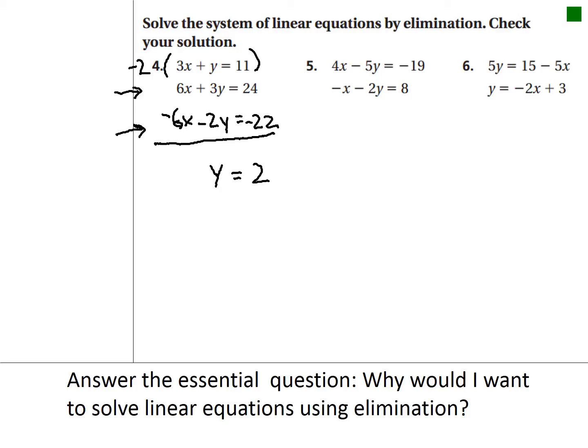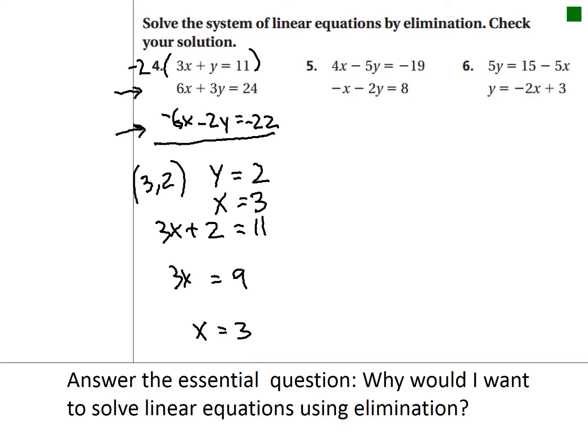You can actually plug y into any of these three equations, but we would recommend doing the top two of the originals. So I've got 3x plus 2, because it was a y, but now it's 2, equals 11. And we get 3x equals 9, having subtracted 2 from both sides. We divide both sides by 3, and x equals 3. You can go ahead and check that in the other problem if you want to pause the video. Some kids are writing answers like this. Since this is 2 lines, we would prefer seeing the point where the 2 lines cross.